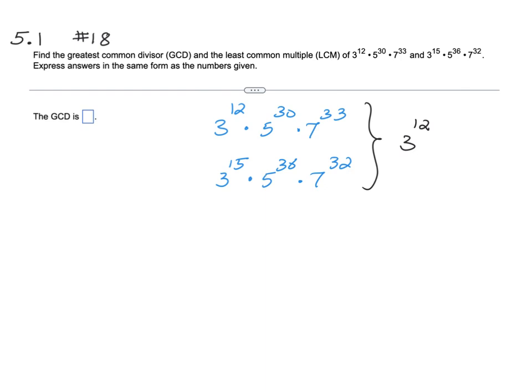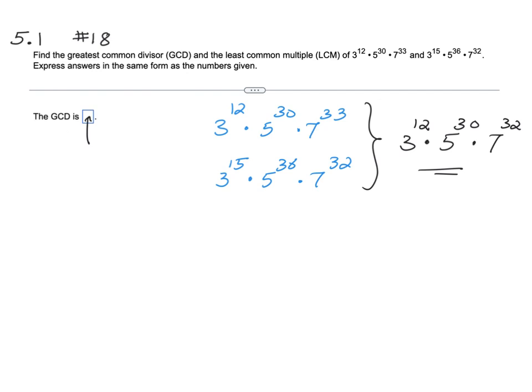We now move on to the prime number 5, so I'll multiply by 5, and again I'm going to choose the smaller of the two numbers, 30, not 36. The reason is we want this number to divide both of these. If you chose 36, it would be bigger than this value here, and therefore it would not divide the number overall. Using that same logic, when I use the prime number 7, I'm going to use the exponent of 32, the smaller of the two. This is the answer that you would enter over here.